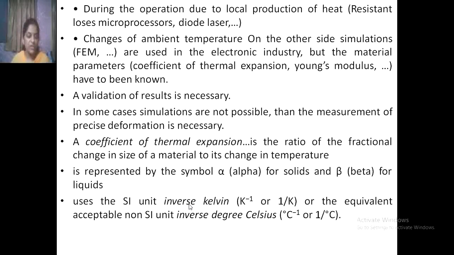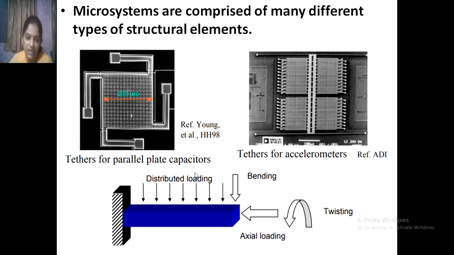The coefficient of thermal expansion is the ratio of the fractional change in size of the material to its change in temperature. It is represented by the symbol alpha for solids and beta for liquids, and the unit is 1 per Kelvin, or inverse degree Celsius, or inverse Kelvin.